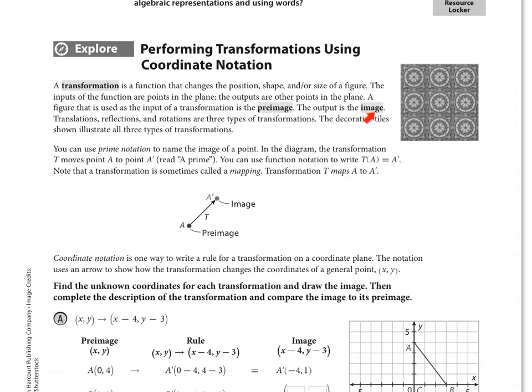So the image is what we end up with, and the way we label points in transformations is that if the name of the pre-image point is capital letter A, then the image is going to have this apostrophe looking thing. We call this A prime. It says it right up here above that diagram, A prime. So if you have point B, then the image is B prime, and so on.